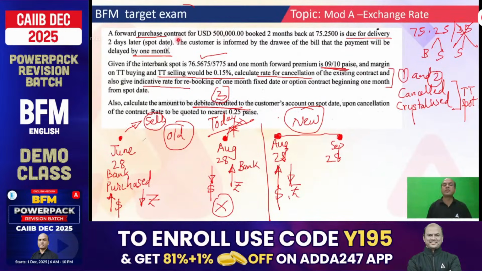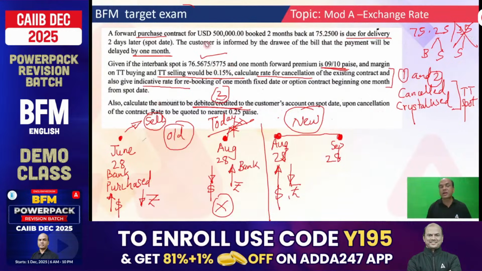Let's say this transaction was booked 2 months back. What is it? 2 months back. Okay. So let's say this is June when the transaction was booked. This was 2 months back. And today is what? July, August. Okay. So today is August. This was booked 2 months back. June. Got it?